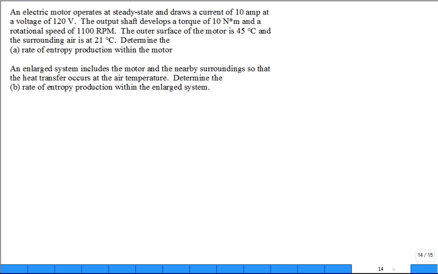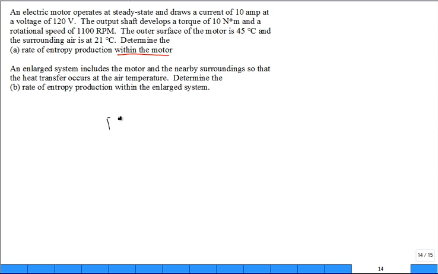Let's solve it. An electric motor operates at steady state and draws a current of 10 amps at 120 volts. The output shaft develops a torque of 10 Newton meters and a rotational speed of 1100 RPM. The outer surface of the motor is at 45 degrees C and the surrounding air is at 21 degrees C. Determine the rate of entropy production within the motor.